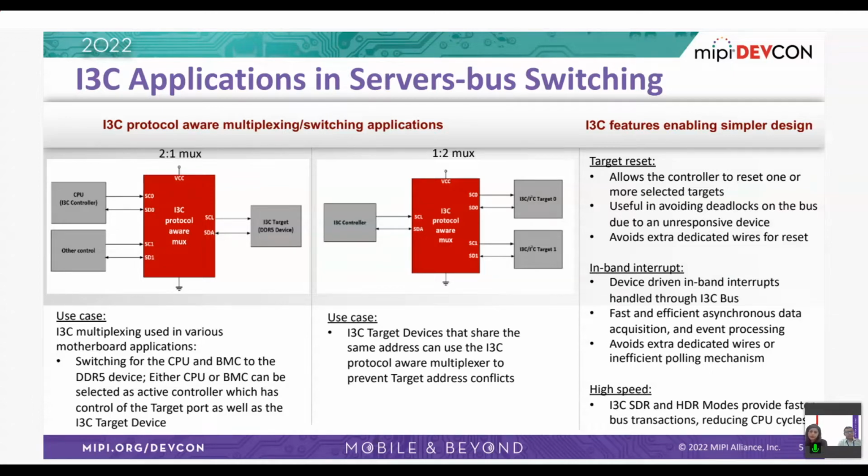In these server bus switching applications that require faster speeds, the I3C SDR and HDR modes provide faster bus transactions, overall reducing the CPU cycles.